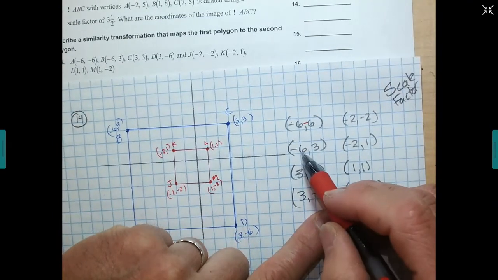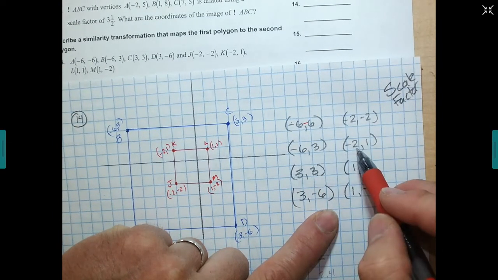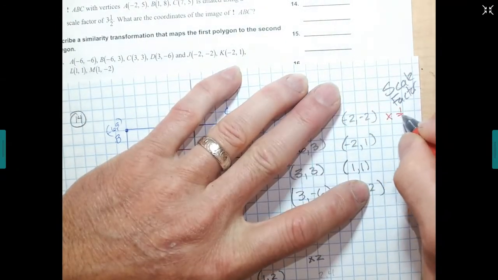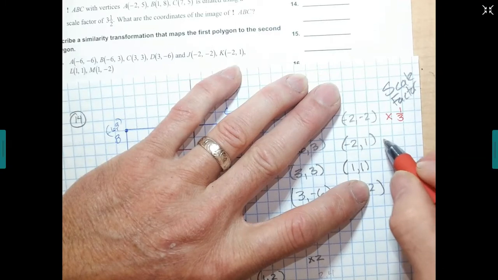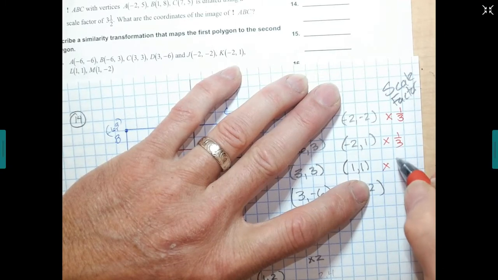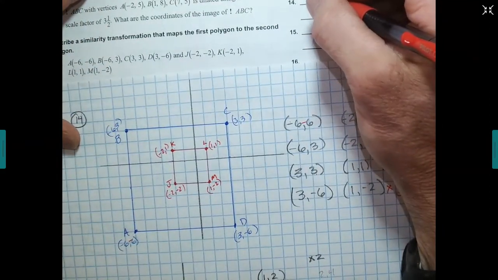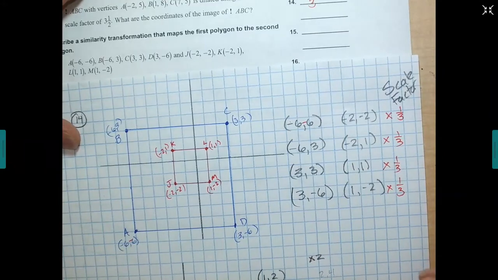How about this one? 6 to -6, -2. That's divided by 3. 3 to 1. That's divided by 3. So our scale factor, divided by 3, is times 1/3. Our scale factor is multiplication, so if it's divided by 3, it's just times 1/3. So our scale factor is 1/3.